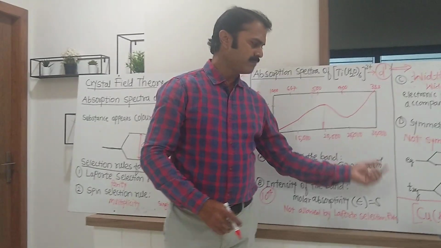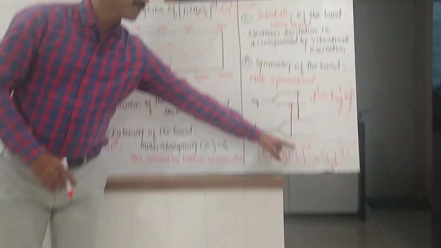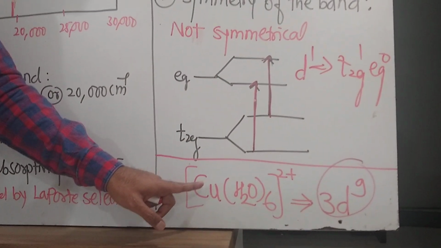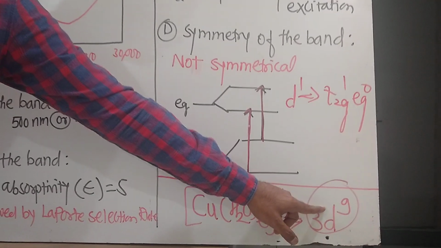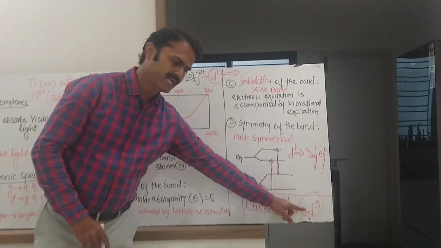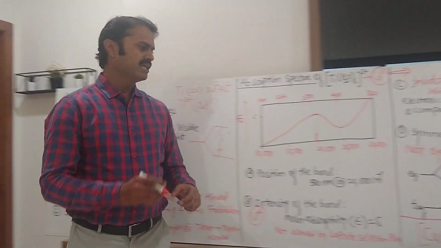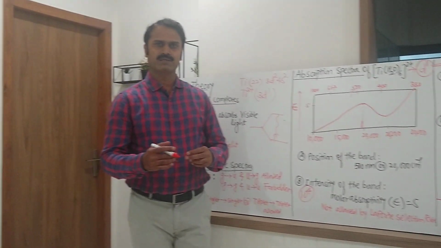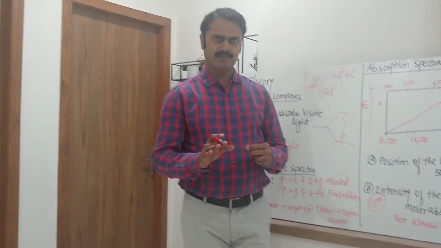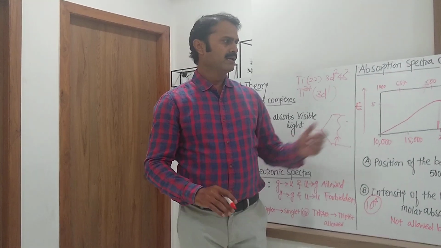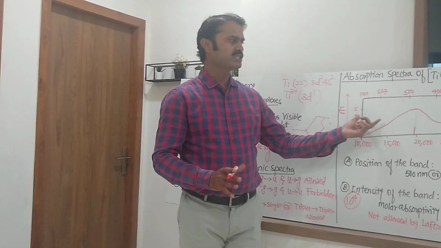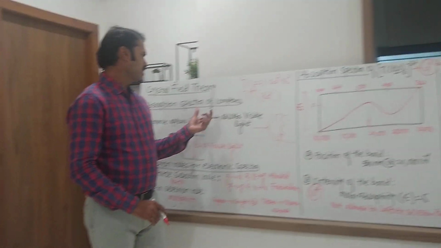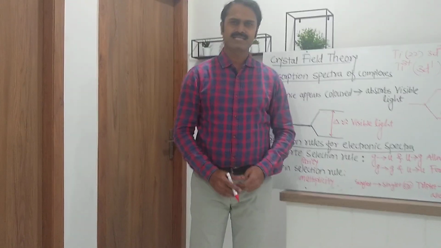Similarly, we can explain the absorption spectra of [Cu(H2O)6]2+. This complex is an example of a 3d9 system. There are 9 electrons in the d orbital. The only difference is that in this complex, instead of electronic transition, excitation of a hole takes place. The rest, the nature of the spectra, is somewhat similar. So this is all about absorption spectra of complexes. Thank you.